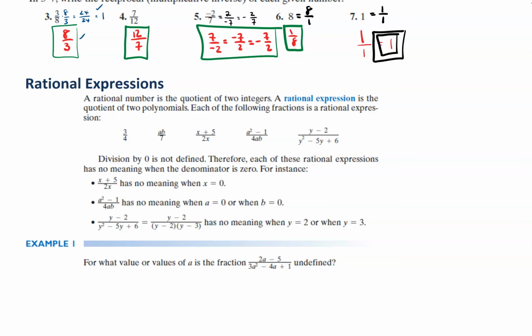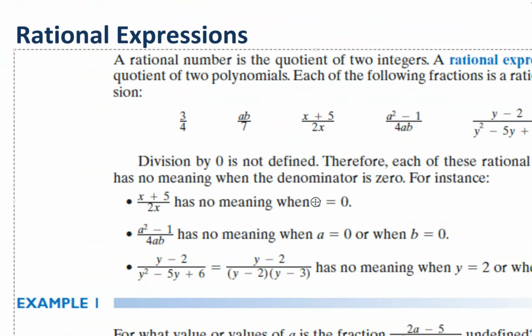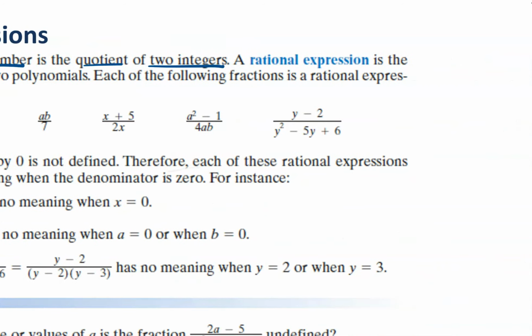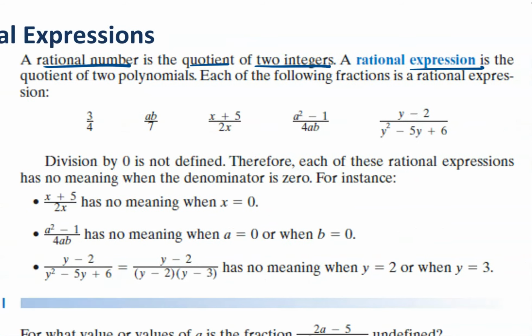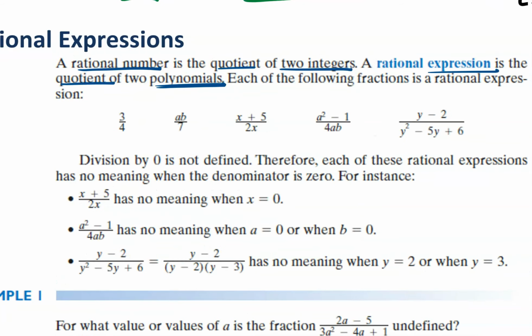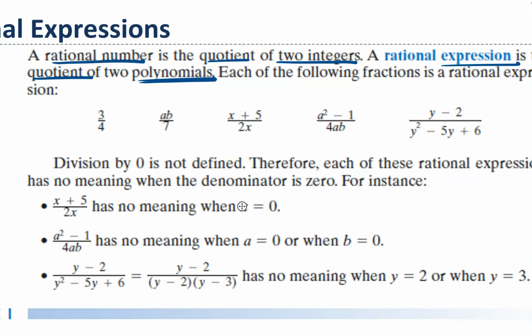Okay, in the second half of this video, I want to focus on what we would call rational expressions. Now, a minute ago, we said that a rational number is the quotient or the fraction of two integers. A rational expression is a quotient of two polynomials or two expressions. Each of these is an example of a rational expression.